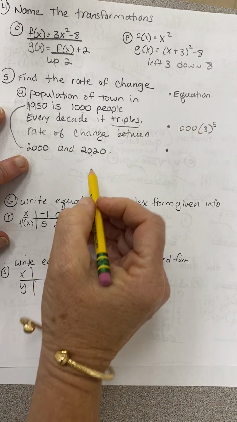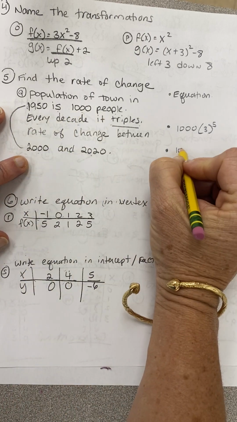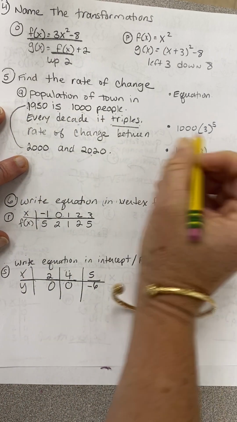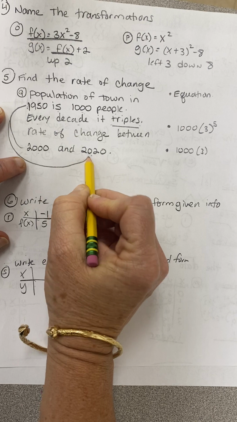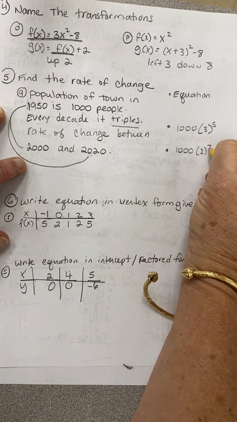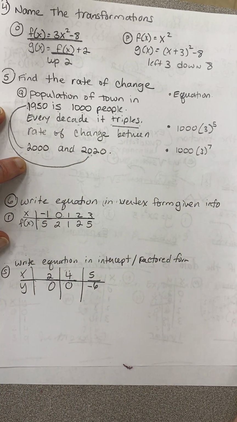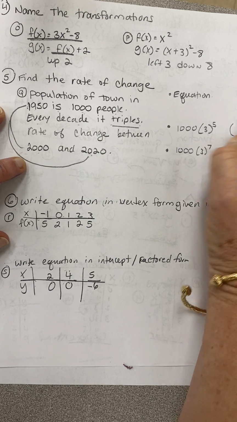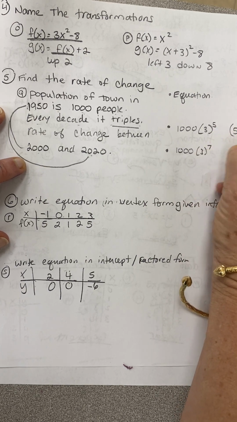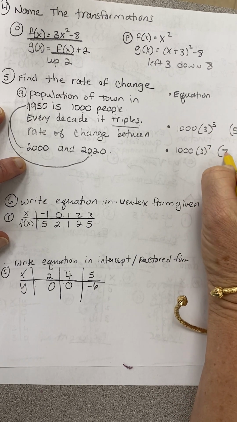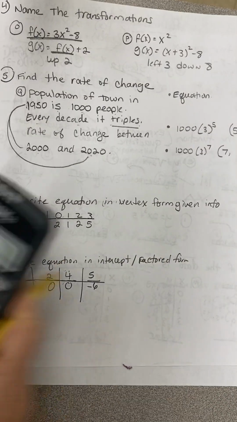All right, now I'm going to do the same thing, except I'm going to start with 1,000 here. It triples, but now I have to go all the way to 2020. So that's 7. Basically I plugged in 5 and I'm going to see what my answer is. I plugged in 7 and I'm going to see what my answer is.